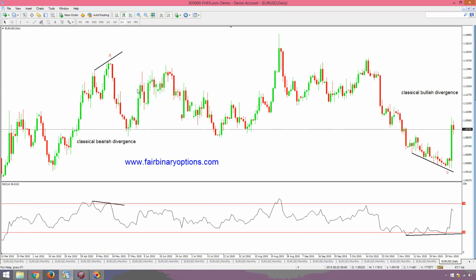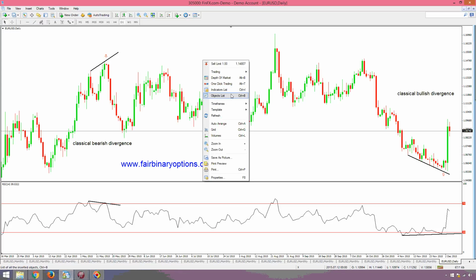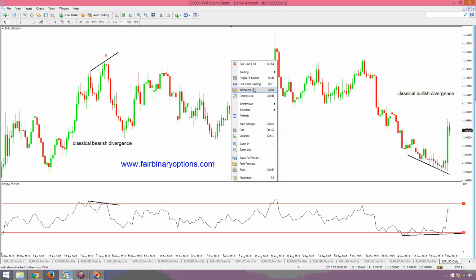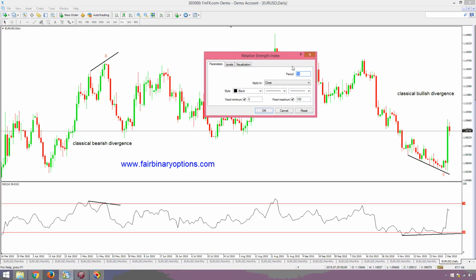Are there any other types of divergences that can be used? Yes, there are. They are being called hidden divergences, and I would like to show you how to use them. So let's go and edit the RSI. Right click in here, we go under the indicators list, we take the relative strength index, edit, and we go and at the 50 level.